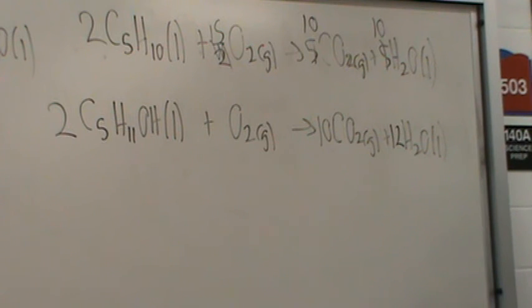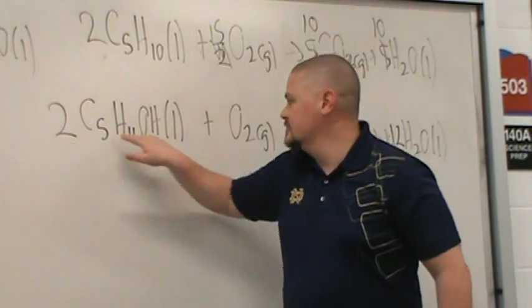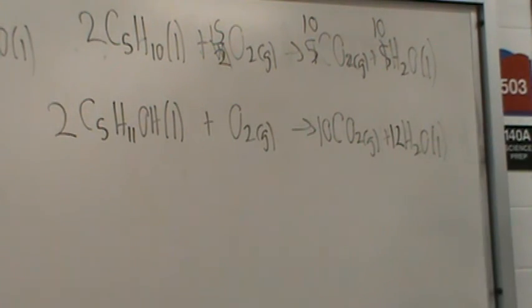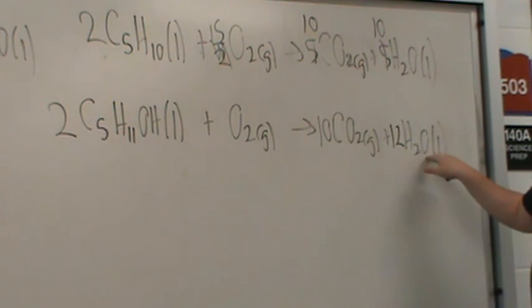We should do the 2 times the H. That gives you 2 times 11, 22, plus 2 times 1. All right, now, how many oxygens do we have total on the right-hand side? 32. 10 times 2, 20, plus 12 more, 32.